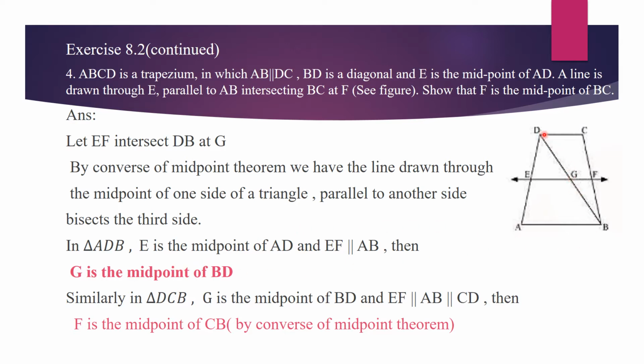Similarly, when we take the triangle DCB, we can see G is the midpoint of BD as well as GF is parallel to CD. We know EF is parallel to AB. Since AB is parallel to CD, we can write GF is parallel to CD. So, F is the midpoint of CB using the converse of midpoint theorem.